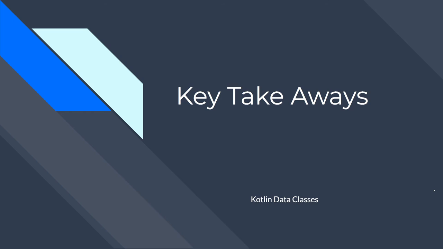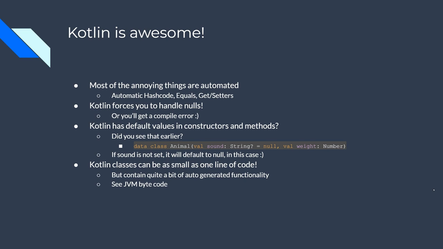All right, so let's summarize this all in some key takeaways. So first of all, Kotlin's awesome. Most of the annoying things from Java are automated, as we already discussed: the hash code, equals, getters, setters, all automatable. Kotlin forces you to handle all your nulls. If you don't do it, you get compile time errors, so that'll stop you right there. Nice for catching a lot of errors. And also Java will give you warnings too if you try to pass a null to a non-nullable type in the Kotlin world from Java.